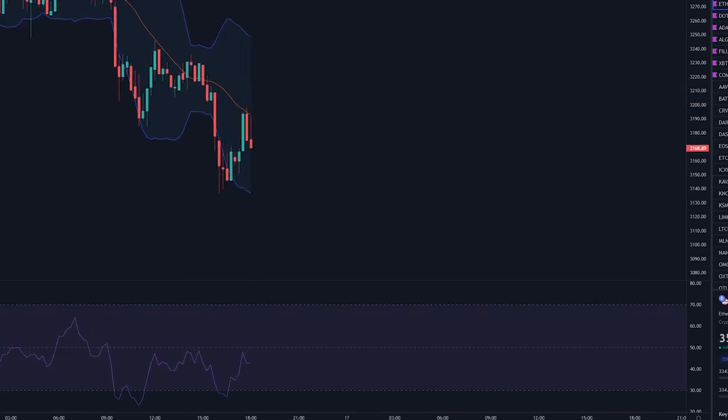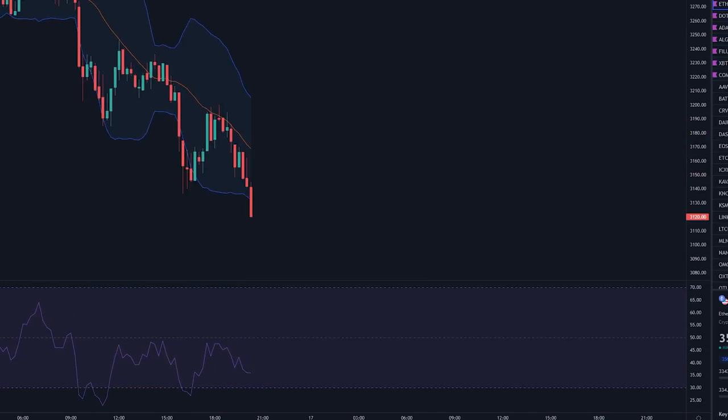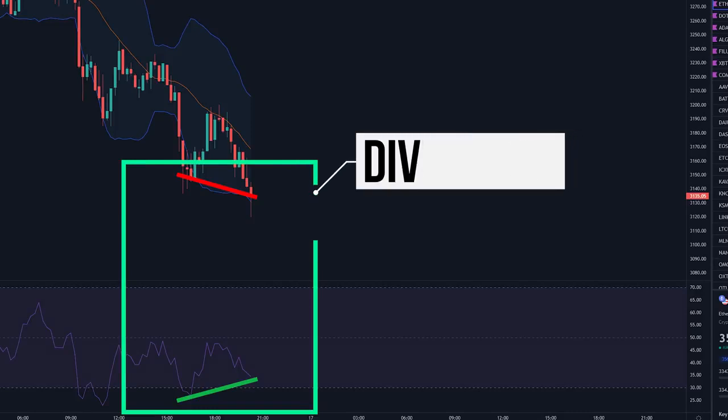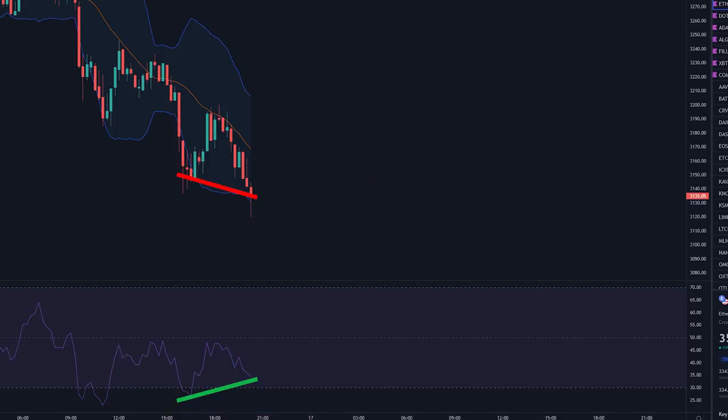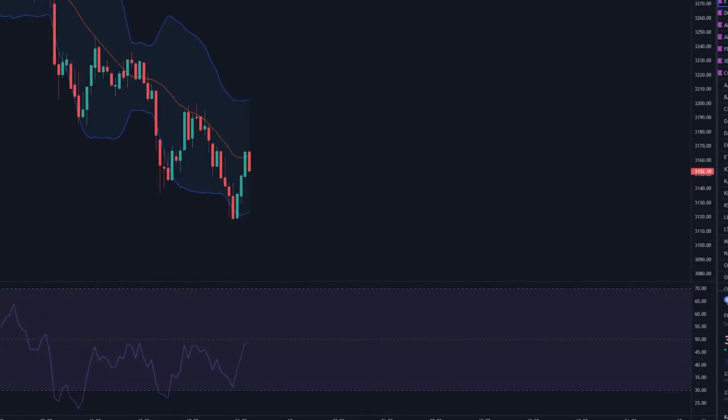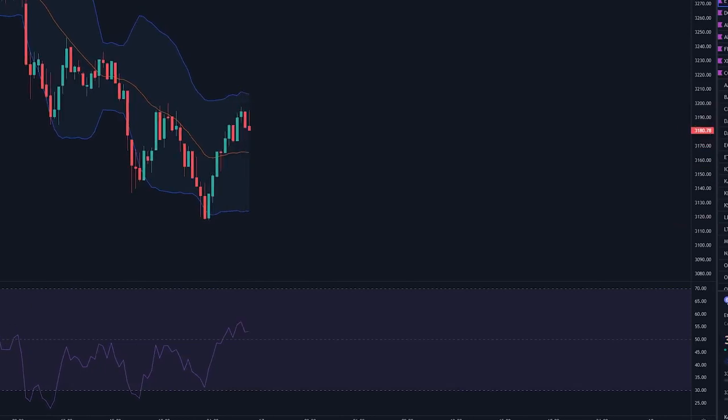The next time it comes down, it makes a new lower low from the previous low, but something interesting is happening. The RSI made a higher low. So we have price making a lower low, but the RSI is making a higher low. This right here is called divergence, and it's an absolute great sign to enter a trade, especially if RSI was previously below 25 and the price went below the lower Bollinger Band. If this happens, there's an extremely great chance the price will reverse and make a new higher high.